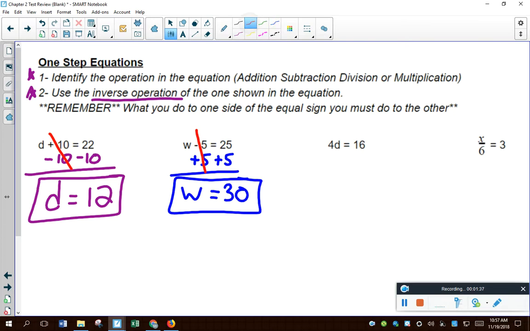The next one is 4d equals 16. This is multiplication, 4 times d. So to undo that, I'm going to divide both sides by 4. My 4's cancel on the left, and we're left with d equals 16 divided by 4 is 4.